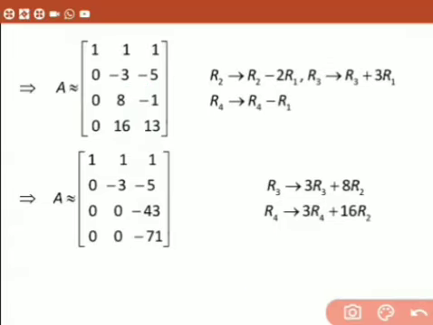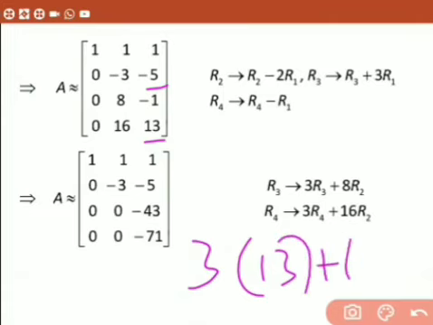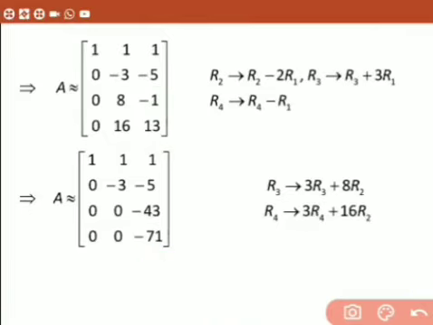Then similarly next element is here. Next element is this one 6, 13 and minus 5. You know, we have here 3 times of R4. R4 is 13 plus 16 times of R2. R2 is minus 5. So this is 39 minus 15 5 into this 16. After simplification you will get here this one minus 17.